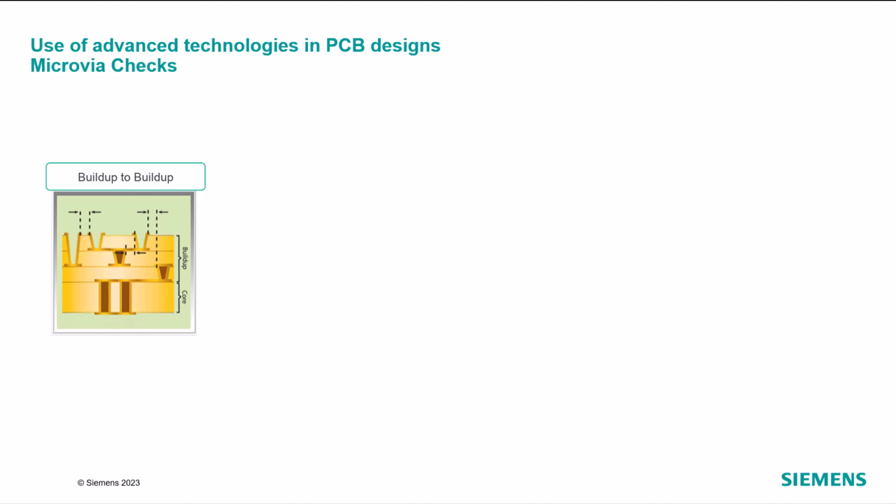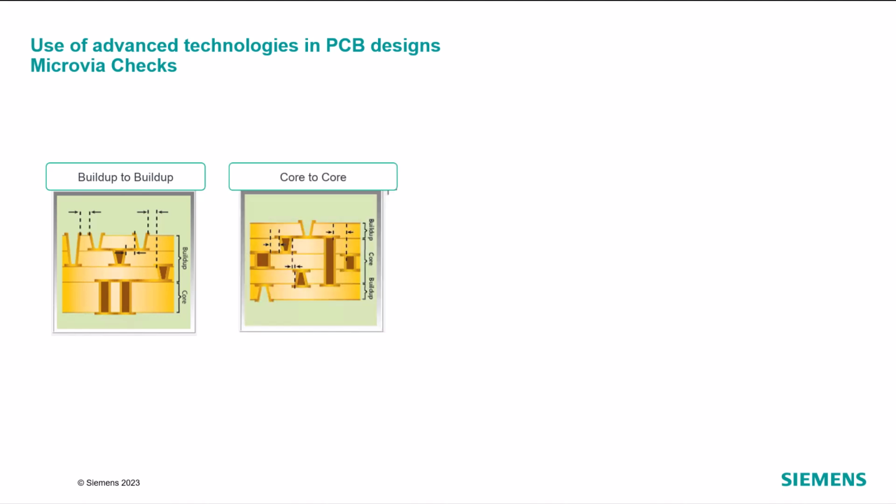Buildup to buildup. There are checks to look at microvias that are in buildup layers. Drilled holes on buildup layers that are too close to each other edge to edge compromise the structural integrity of the PCB. This can lead to the plated barrel of the hole cracking during production or product use.